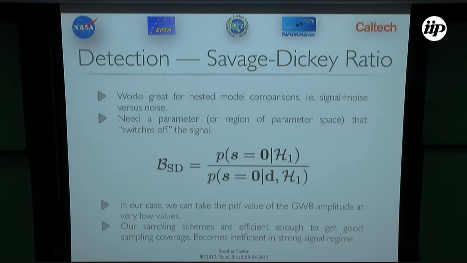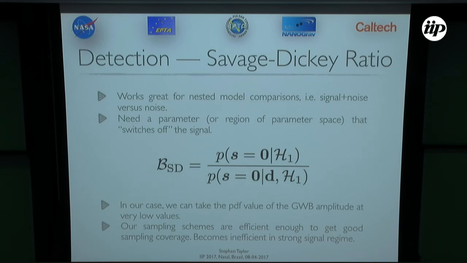So when you switch off the signal, that makes the likelihood under the signal model identical to the likelihood under the noise model. That's very important. So your Bayes factor for signal plus noise versus only noise is going to be the prior of the amplitude being 0 divided by the posterior of the amplitude being 0. So this is something you already know. This is something you've put into your analysis, or you've put into your MCMC. This is something you actually have to work out from your MCMC chain.